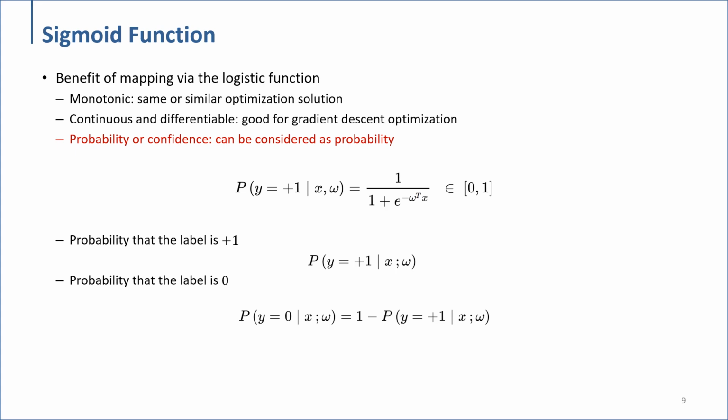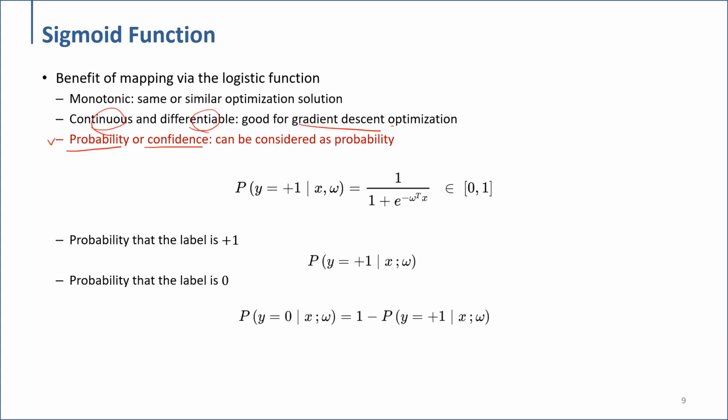The benefit of mapping via the logistic or sigmoid function is that it is monotonic, so it just keeps increasing. So it will give the same or a similar optimization solution. Also, the sigmoid function is continuous and differentiable, so it is good for gradient descent optimization. And mostly, the sigmoid output can be understood as a probability or confidence.